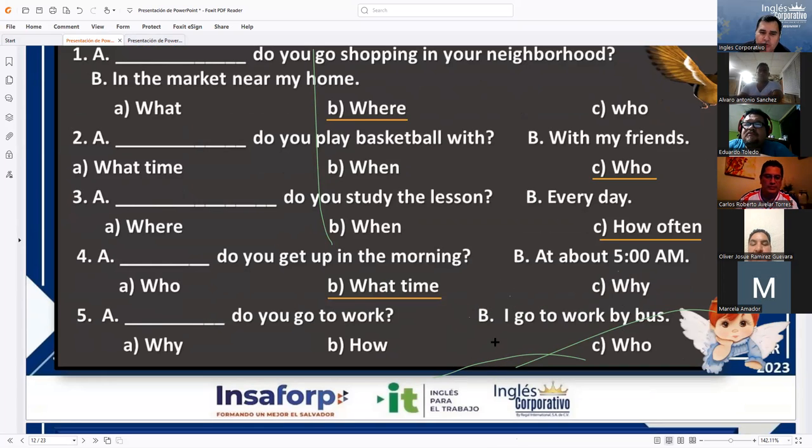Number five, do you go to work? I go to work by bus. How? How do you go to work? I go to work by bus. By bus. How do you go to work? I go to work by bus. Excellent. Now let's continue.